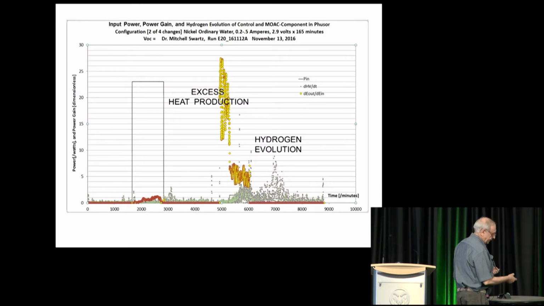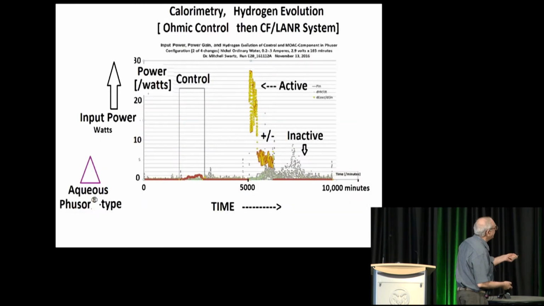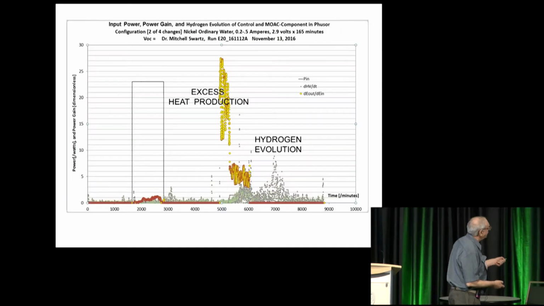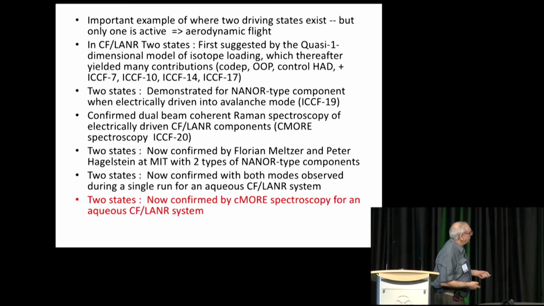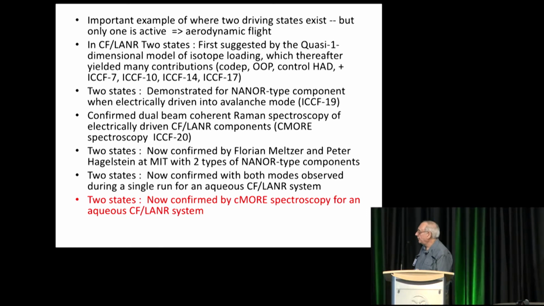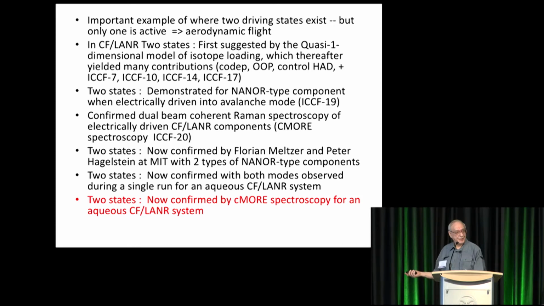And this is in your abstract. We can see that, again, this is a different run. And here is the OMA control. Here is the heat out. And here, you can almost not even see it, the input to the MOAC, and a massive amount of heat production until we make hydrogen evolution by driving it up higher. So, two states have now been confirmed by the spectroscopy, by the transconduction impedance, and by the excess heat itself.